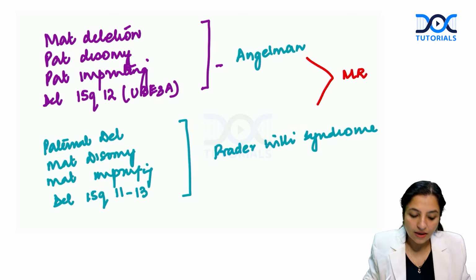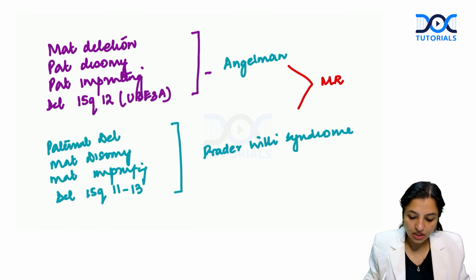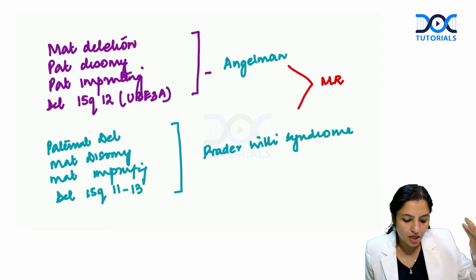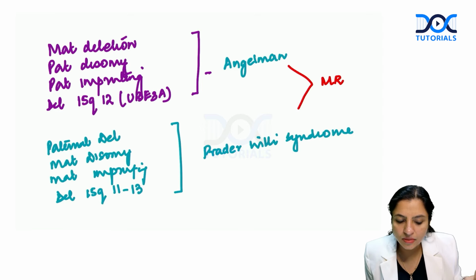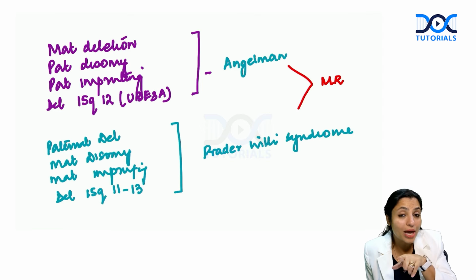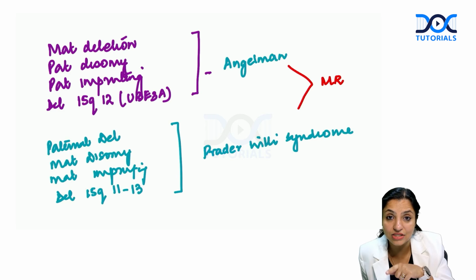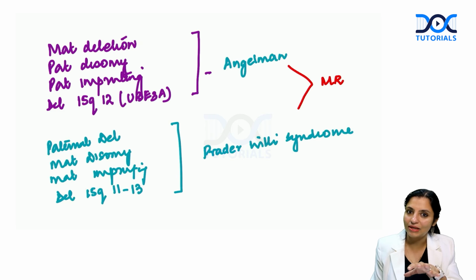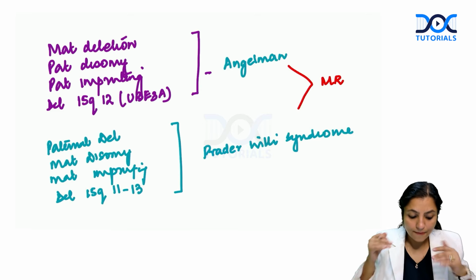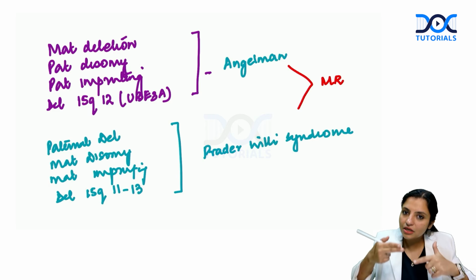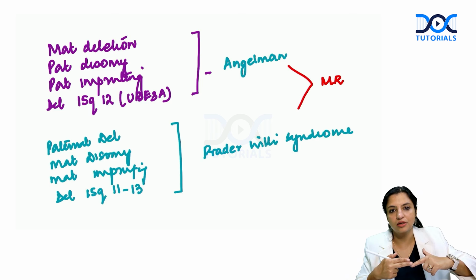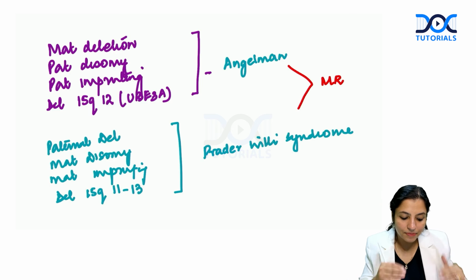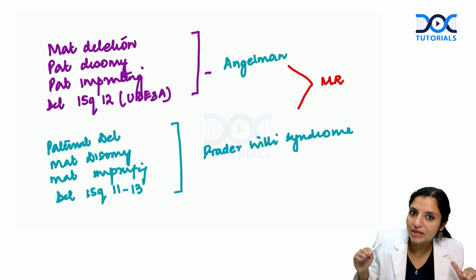So in the exam they can give you questions like these. They can ask you, can you tell the gene in which there is maternal deletion, paternal disomy, paternal imprinting, and deletion of 15q12, that is the ubiquitin ligase gene, that is UBE3A. Which syndrome are we talking about? So it's Angelman syndrome. Or they can change the question: paternal deletion, maternal disomy, maternal imprinting. Once they say paternal imprinting, we know it is Angelman because the mother will get deleted.